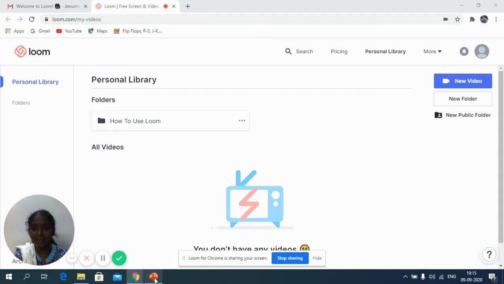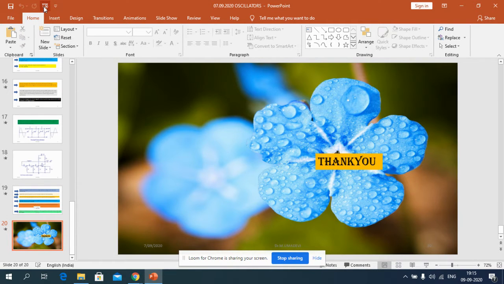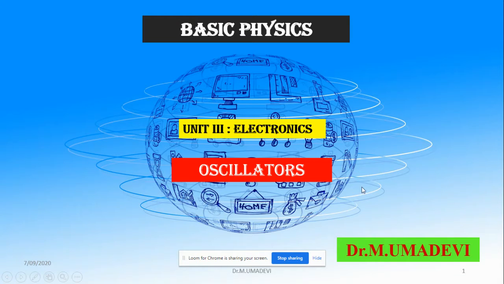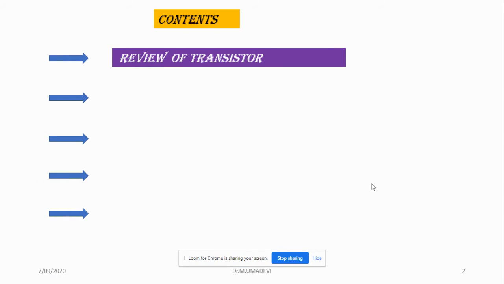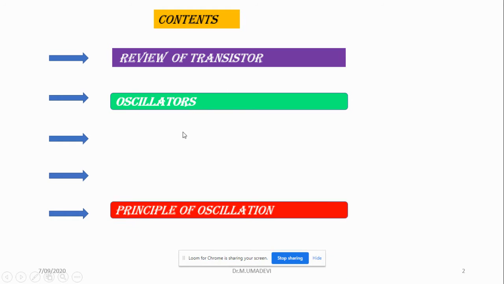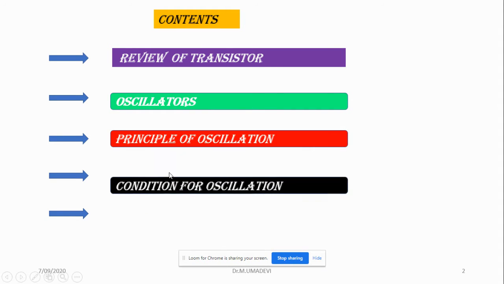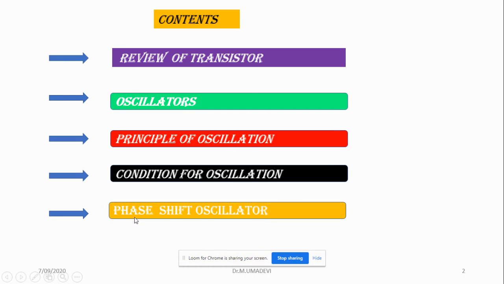Today's class I am going to discuss phase shift oscillators. We'll see in detail. So already we have discussed a transistor. We'll have a quick review on transistor, then we'll see about oscillators, then the principle of oscillation, the condition for oscillation, and the phase shift oscillator.